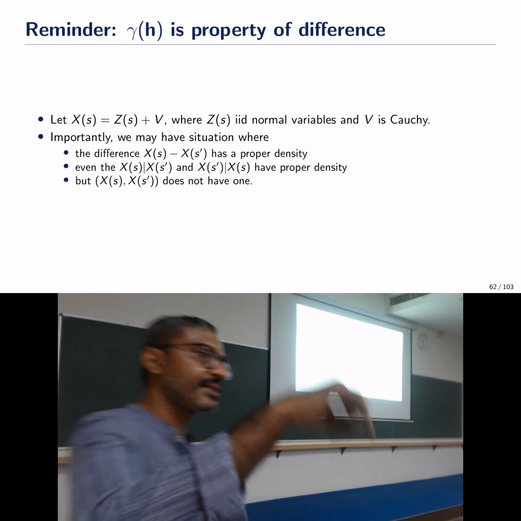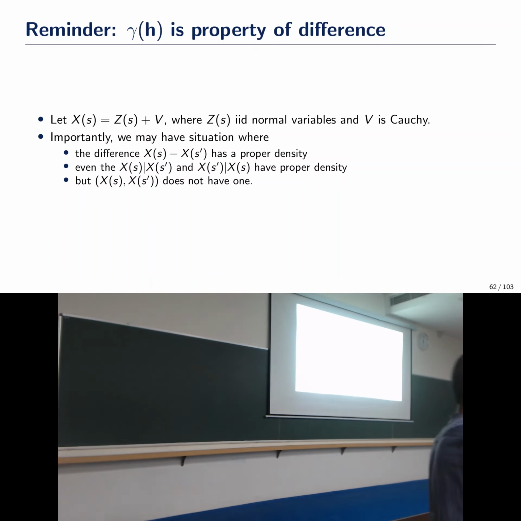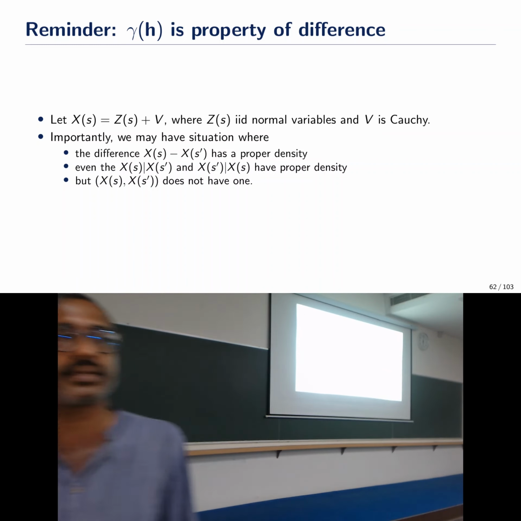Proper density means that you integrate and get it to be 1, or finite. You need the finiteness so that you can scale it and get back the density.